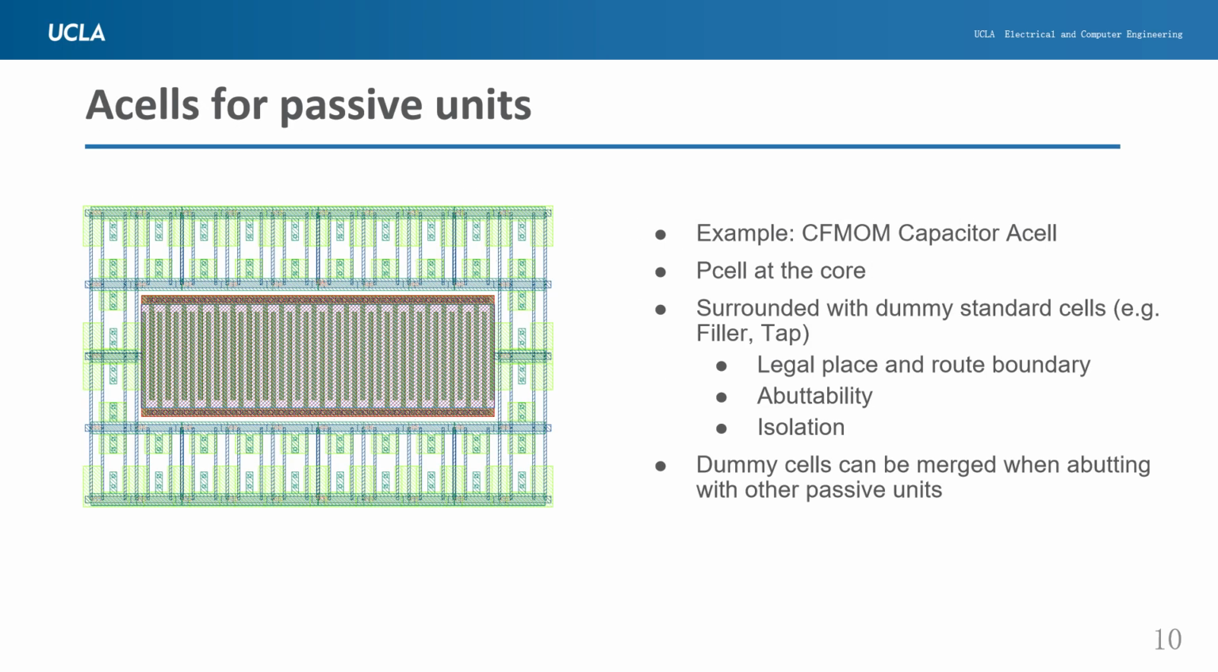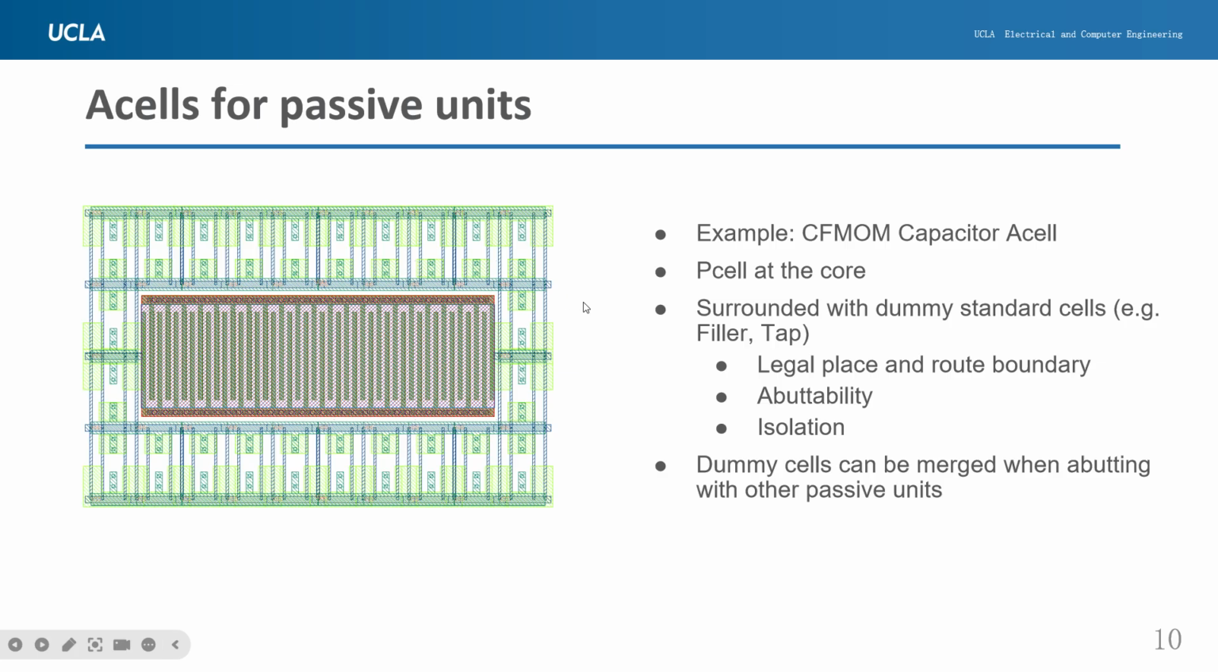So analog circuits incorporate not just single MOS transistors, but also passive units such as resistors and capacitors. It is rather straightforward to construct an A cell for passive units. Shown here is an example of a crossed-fingered MOM capacitor A cell, which we can see has a P cell core, which is the CF MOM core, surrounded with dummy standard cells such as filler or tap. Shown here is a CF MOM P cell surrounded by tap cells.